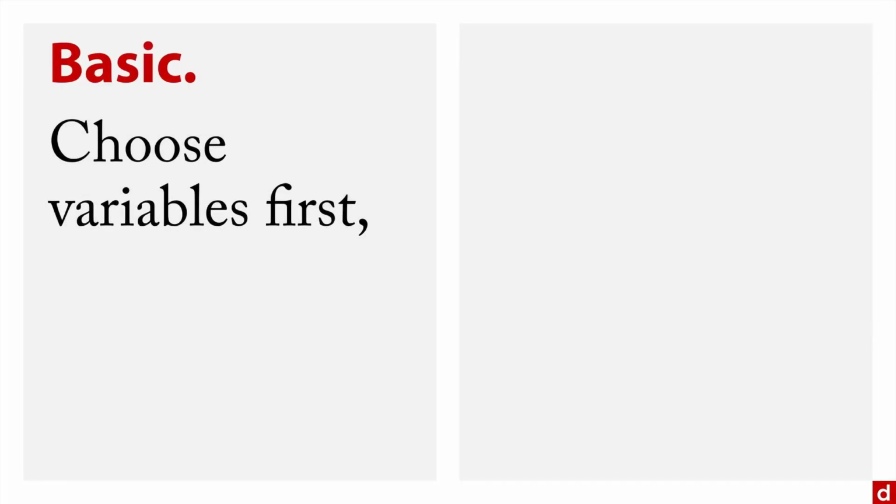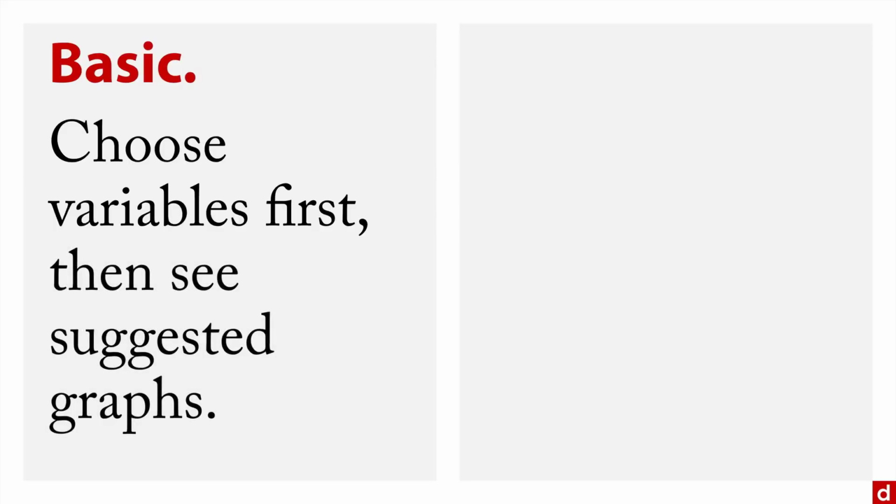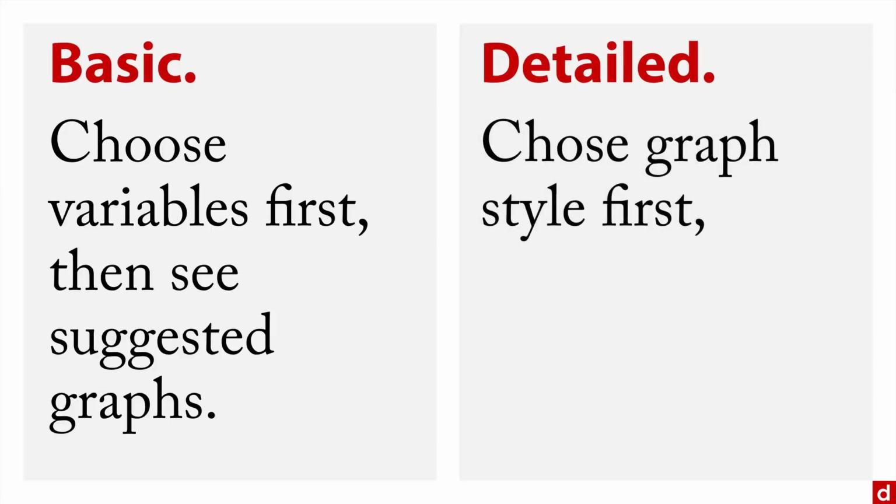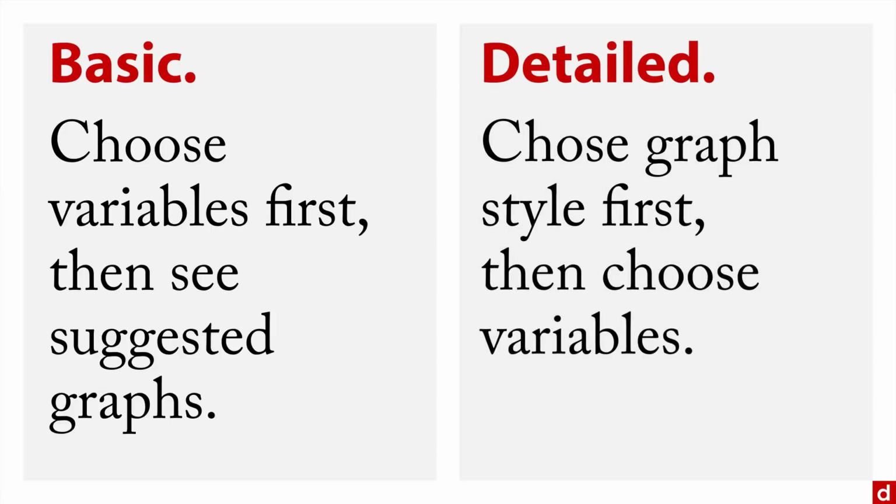You have basic graphs, and those are where you choose the variables first that you want to graph. And then SPSS will show you suggested graphs. You can see what you want to do with them. There's also an option for detailed, and this is where you choose the graph style first, and then you choose the variables that go into it.